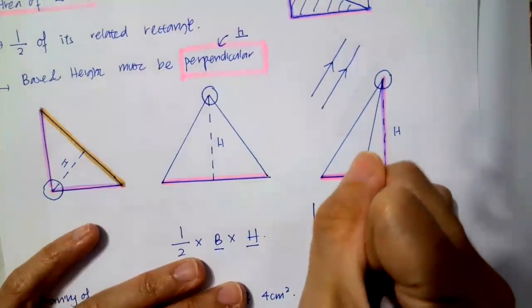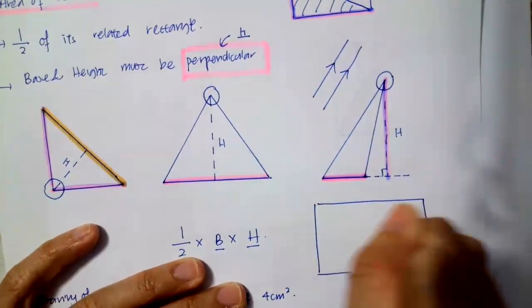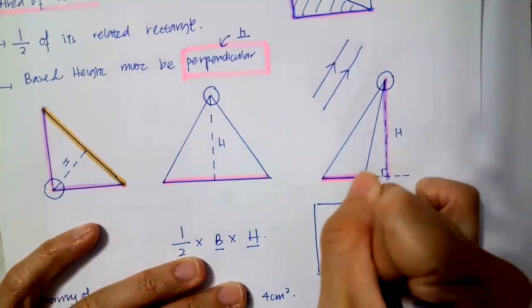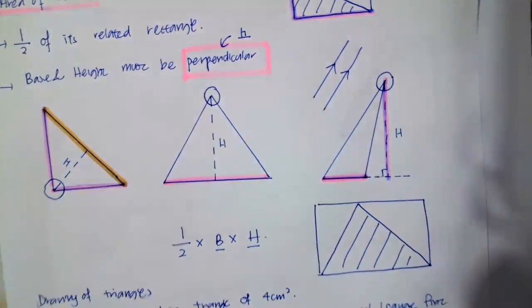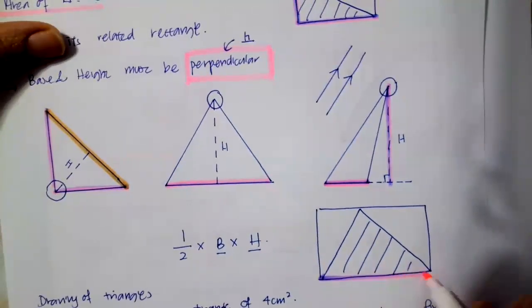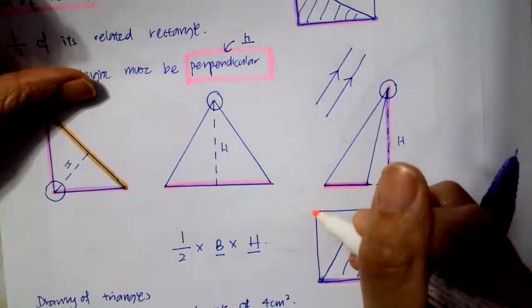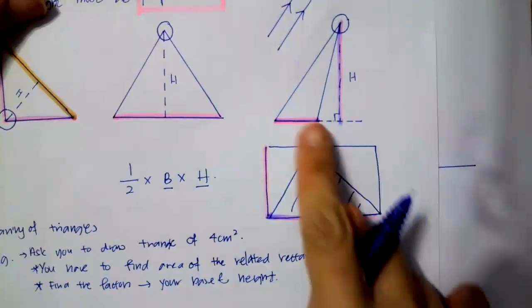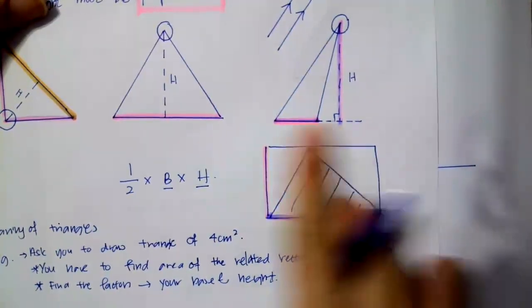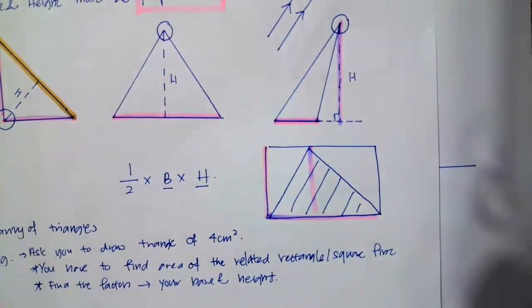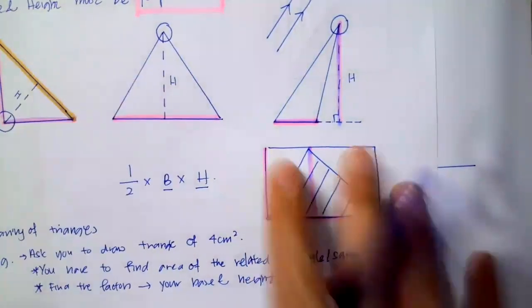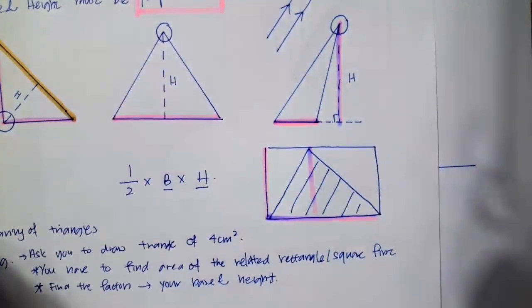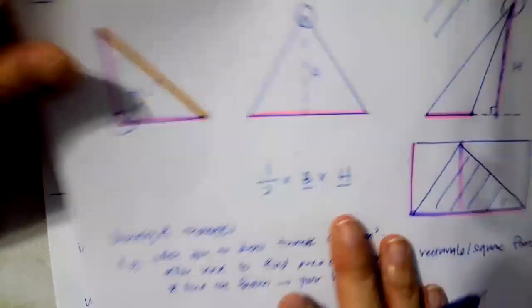Okay, if I'm given a rectangle and I draw a triangle like this inside here, as long as the base and the height are the same, I know this triangle is half of the rectangle. In the other way, I can also say that these two unshaded parts added together are also half of the rectangle as well. Okay, so you must understand this concept. Last but not the least would be the drawing of the triangle.